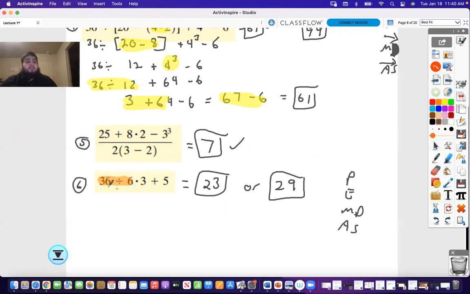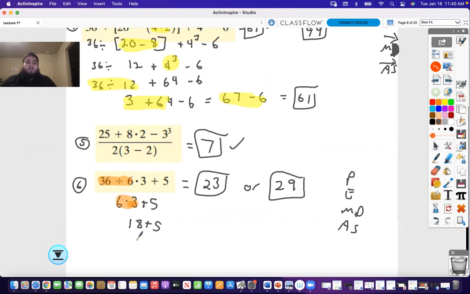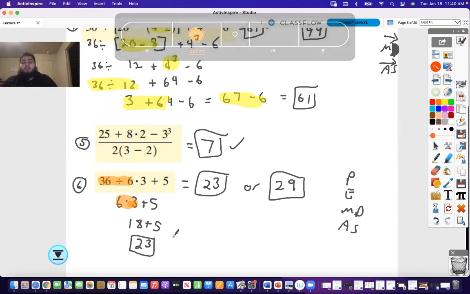Right. So what's 36 divided by 6? 6. So then bring down the 6, bring down everything else. What's the next operation? Multiplication. 6 times 3, which is what? 18. And then we bring down the 18, bring down the plus 5. 18 plus 5 is 23. So you see the difference now, guys? So the answer is 23, not 29.